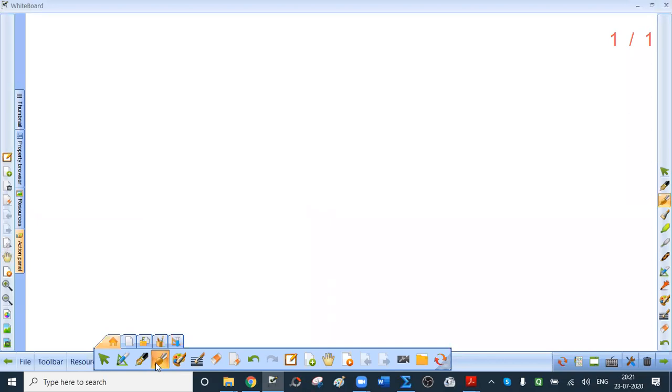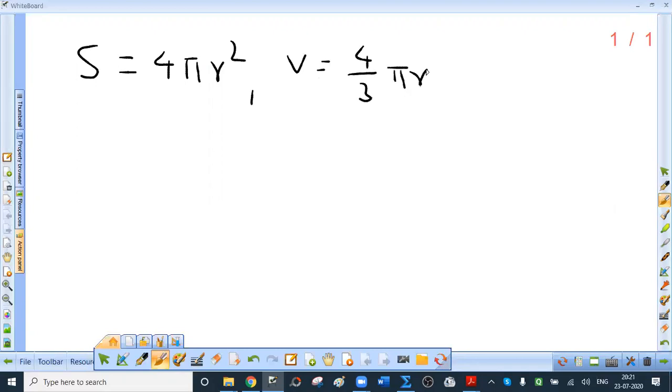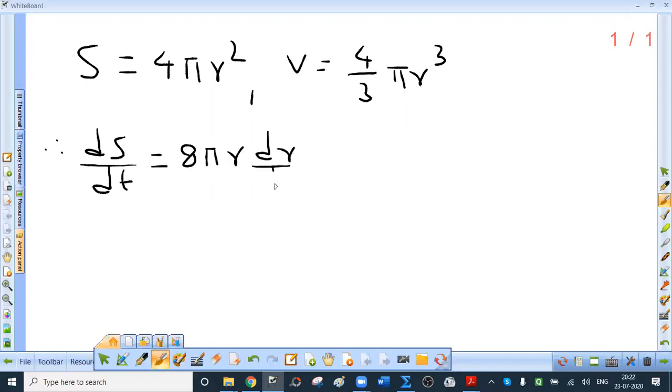Then, what is S? 4 pi r square. And what is V? Formula for volume of sphere? 4/3 pi r cube. You have to be careful. Therefore, tell me what is ds dt. I will directly write 8 pi r dr dt.